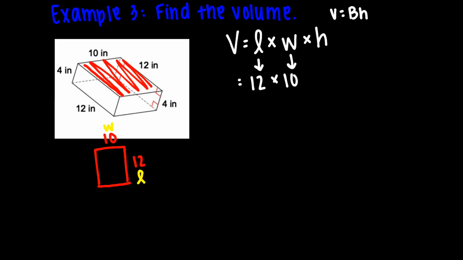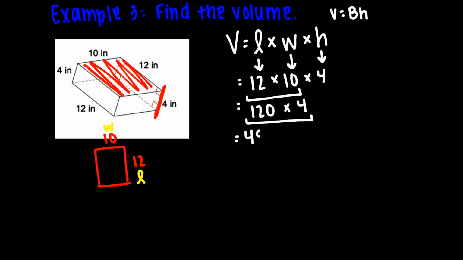Now the last thing you need to look at is the height. And remember that height connects the 2 bases. So whatever you called your base, whatever edge connects that, that's going to be your height. When I look at this drawing, I see that my height is 4. So now I can carry out some of that multiplication. 12 times 10 gives me 120. You bring down that times 4. And then your last step is 120 times 4, which leaves you with 480 inches cubed as your volume.